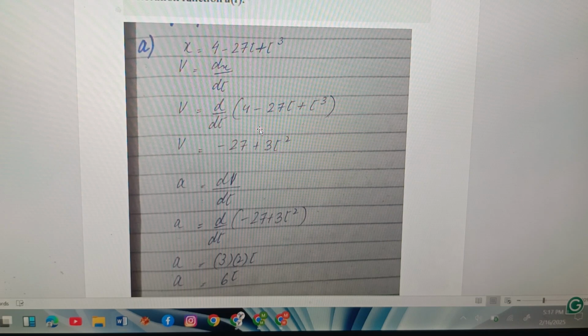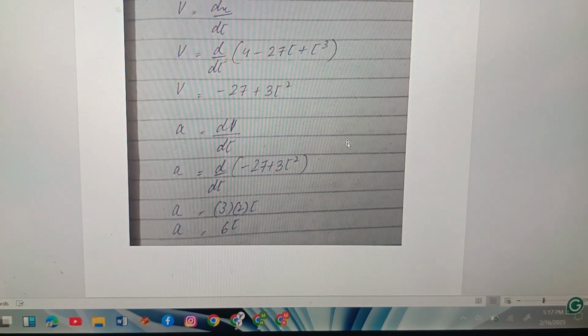Since 4 is constant, its derivative will be 0. For minus 27t, t has power 1, so the power will be written next to 27, and we subtract 1 from the power of t. So t to the power 1 minus 1 is t^0, and something with power 0 is equal to 1. Plus t cubed, we will do it again: we bring down the 3 and subtract 1 from 3. From there we get v = -27 + 3t^2.